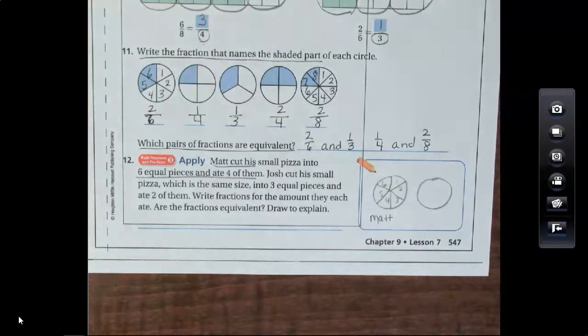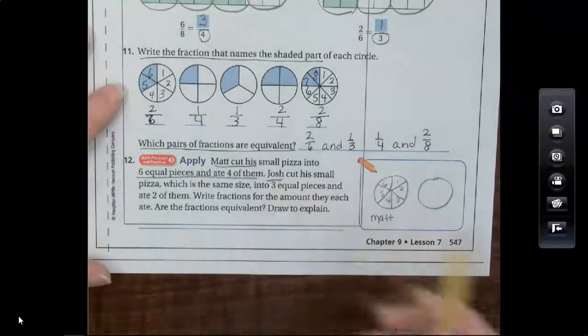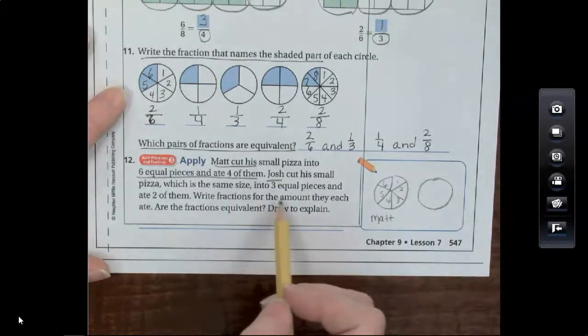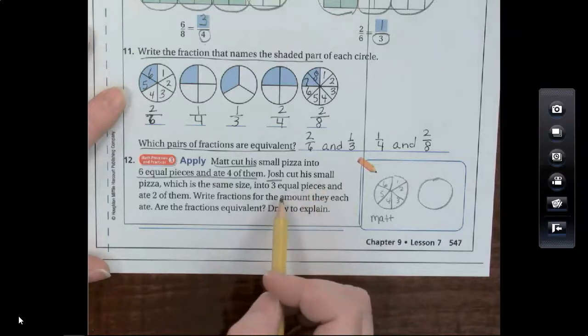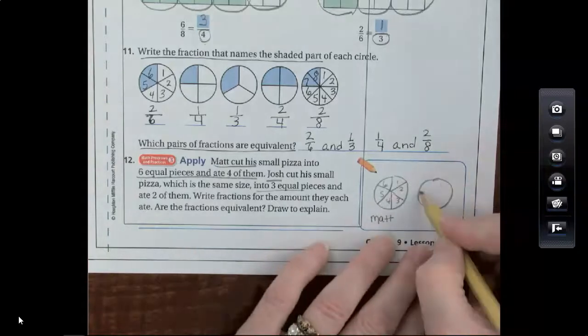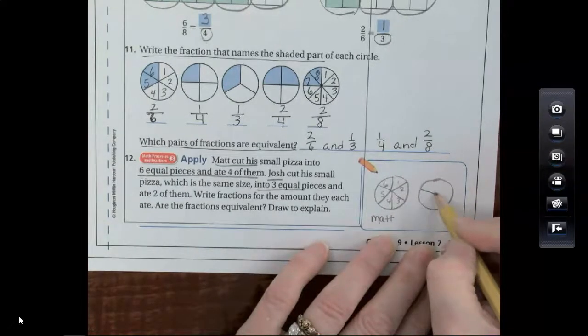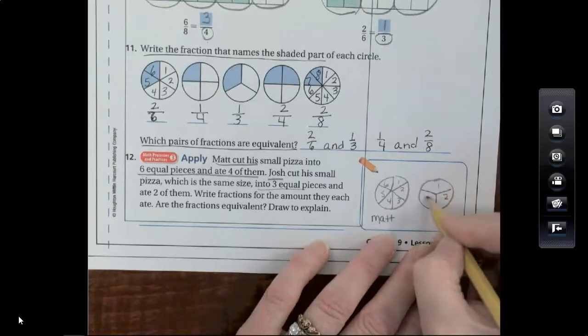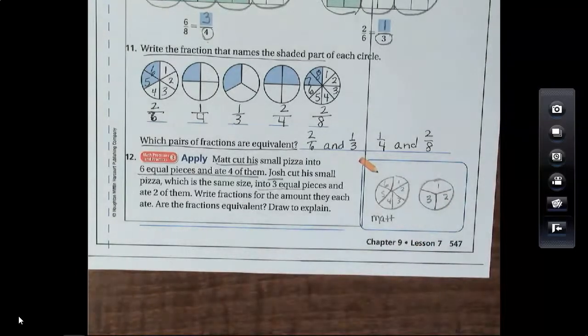I have 1, 2, 3, 4, 5, 6 for Matt. Okay. And then Josh, same size pizza, he cut his into 3 equal pieces, and he ate 2. So he cuts his into 3 equal pieces. So I'm going to try a stretched out Y. And I have 1, 2, 3 equal pieces. As close as I can get. Nobody's perfect. As close as I can get to my equal pieces.